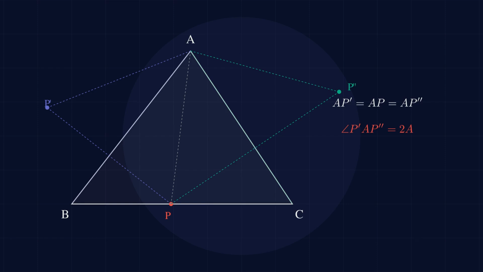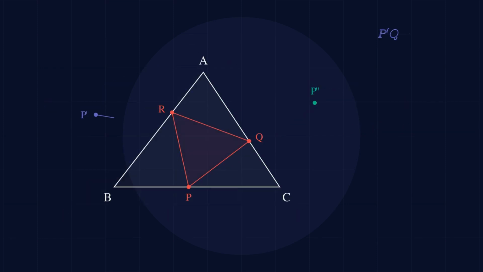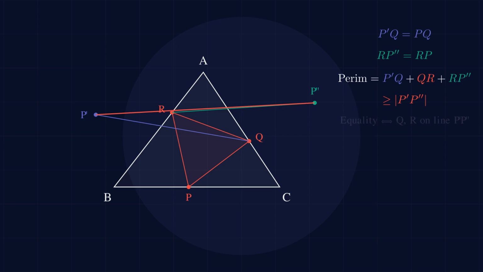Now here is the magic. Since P prime is the reflection of P across AB, the distance P prime Q equals PQ. And since P double prime is the reflection across AC, the distance RP double prime equals RP. So the perimeter PQ plus QR plus RP equals P prime Q plus QR plus RP double prime. By the triangle inequality, this is at least the straight line distance P prime P double prime.